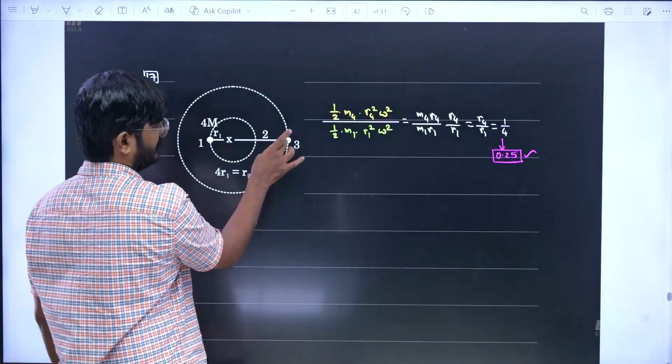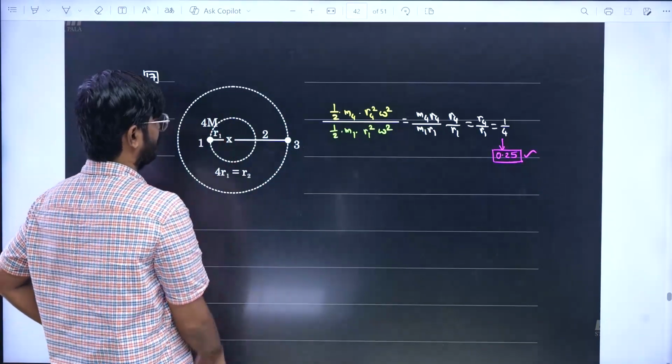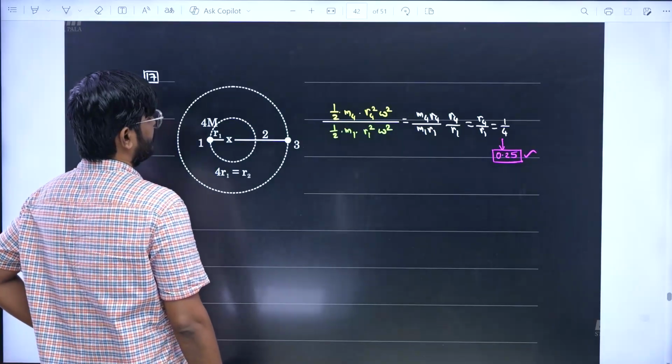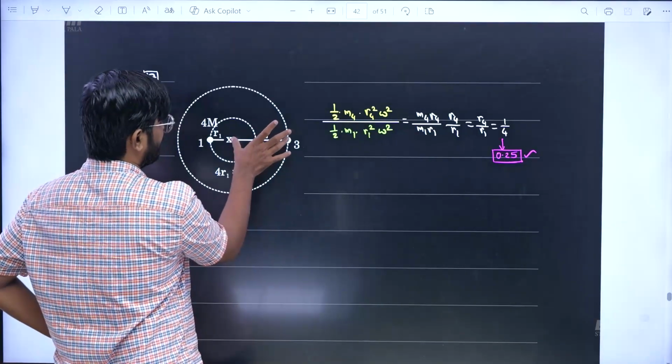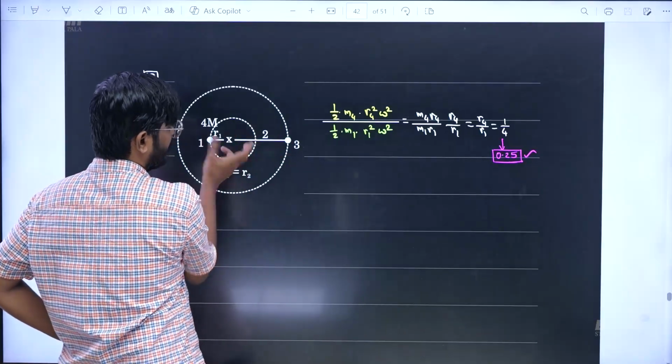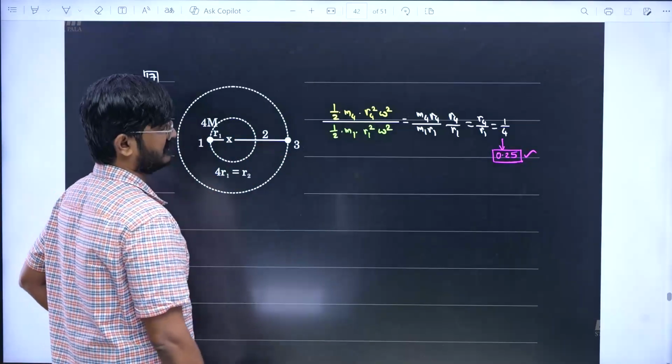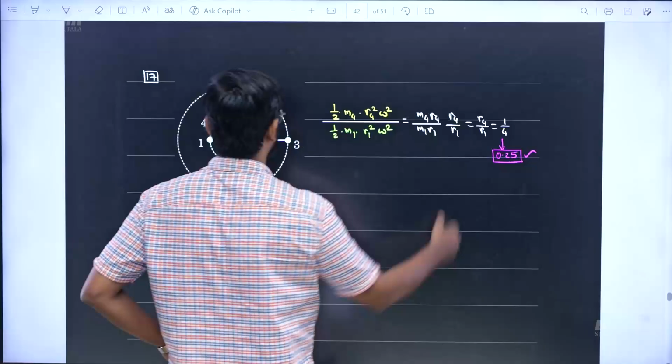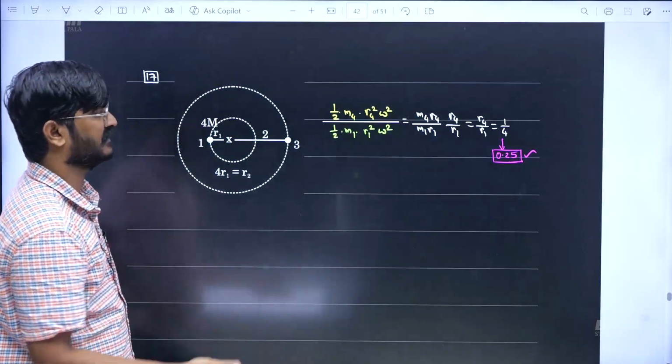For me, this mass is m1, this mass is 4m, m4. So this distance is r1, this distance is r4 I have taken, and m1 r1 should be equal to m4 r4 by the definition of center of mass itself. So the answer should be the ratio of r4 to r1. You know that should be in the ratio of mass.